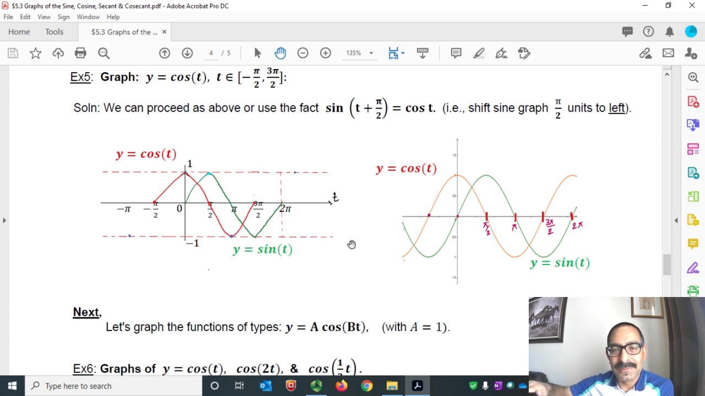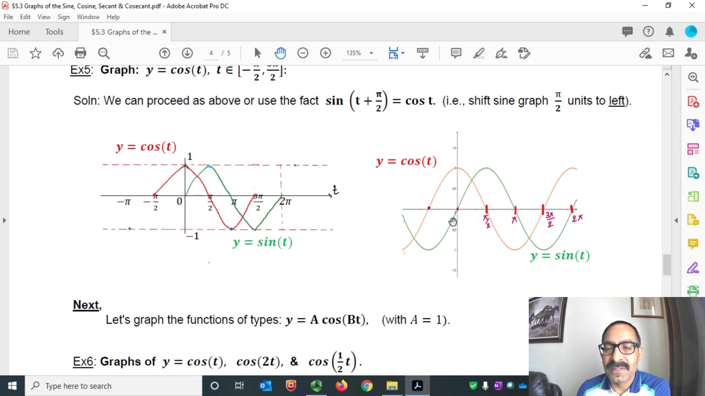Both have the wave shape, but they cross the t-axis at different locations, and they have their maximum and minimum values at different locations. The maximum is still 1 and the minimum is minus 1. Great. And I used technology here to graph both the sine and cosine functions in the same plane, which is here.